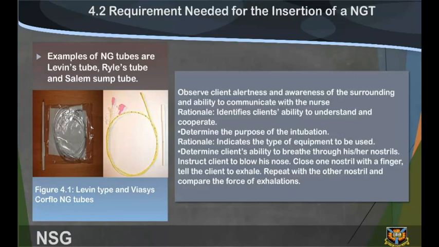Requirements needed for the insertion of the NGT. Examples of NG tubes are Levin's tube, Ryle's tube, and Salem-Sump tube. Observe client's alertness and awareness of the surroundings and ability to communicate with the nurse. Identifies client's ability to understand and cooperate. Determine the purpose of the intubation. Rationale. Indicates the type of equipment to be used.